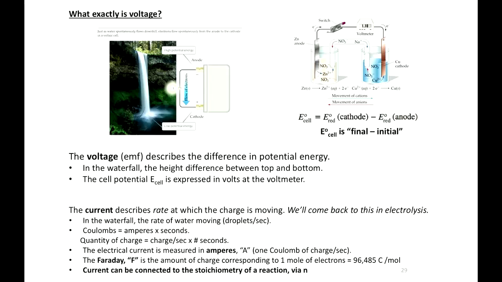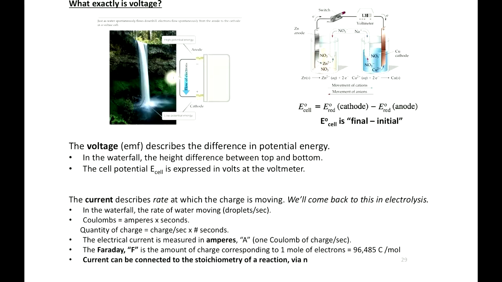In terms of danger from electricity, it's not the voltage that kills you, it's the current that kills you. It's how many electrons are moving through your body at once. It's not necessarily the voltage drop. We'll talk about current at the end of the chapter, but just to introduce it, current has to do with how many electrons are moving through your circuit at any one time.